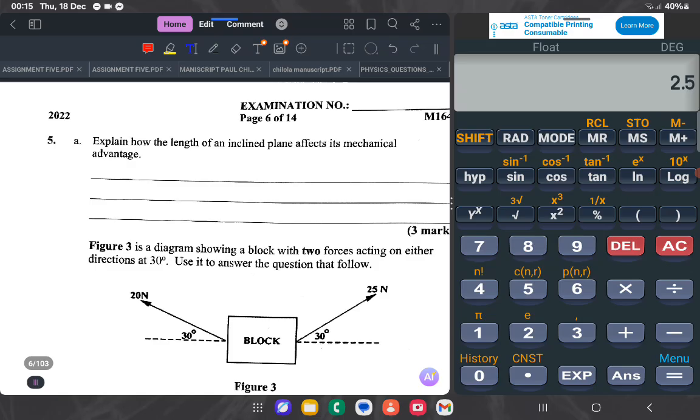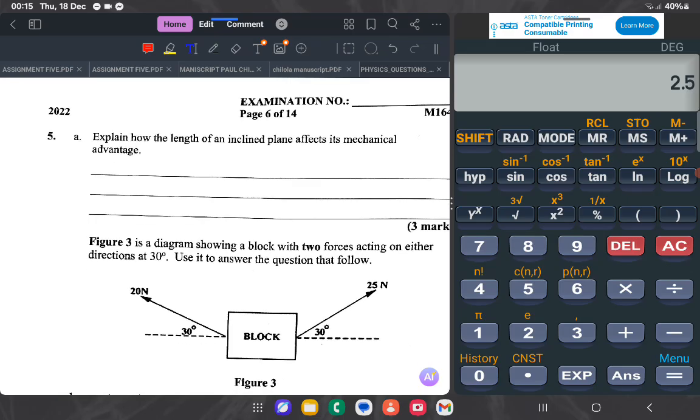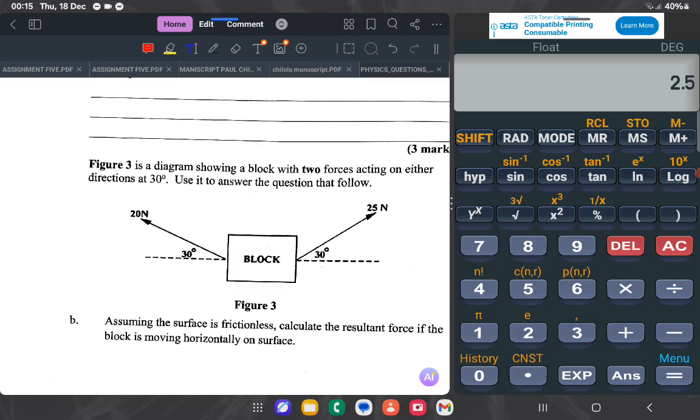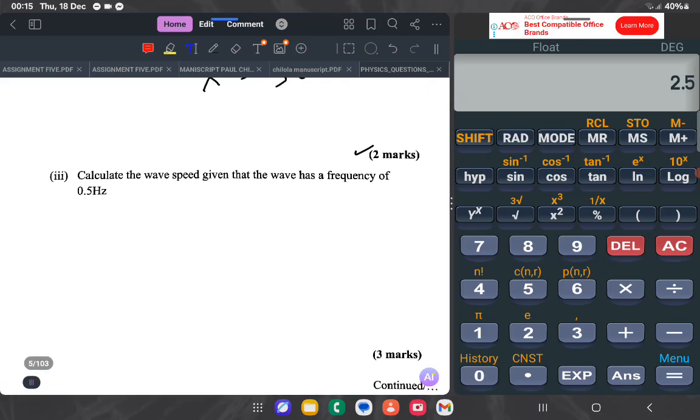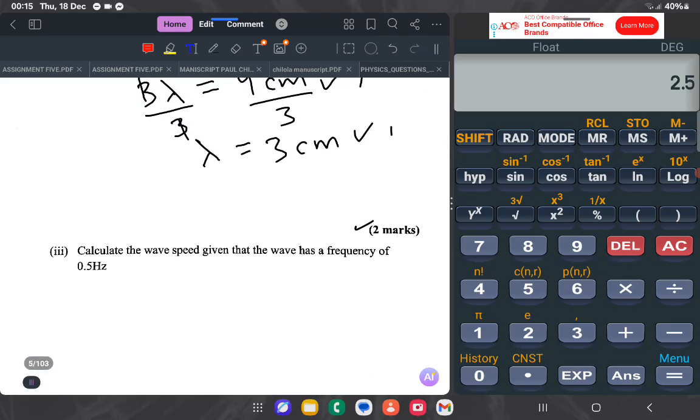Explain how the length of the... Let's go back a bit. Have we answered everything? Okay, down here there's also a question. Number 3. Calculate the wave speed given that the wave has a frequency of 0.5.